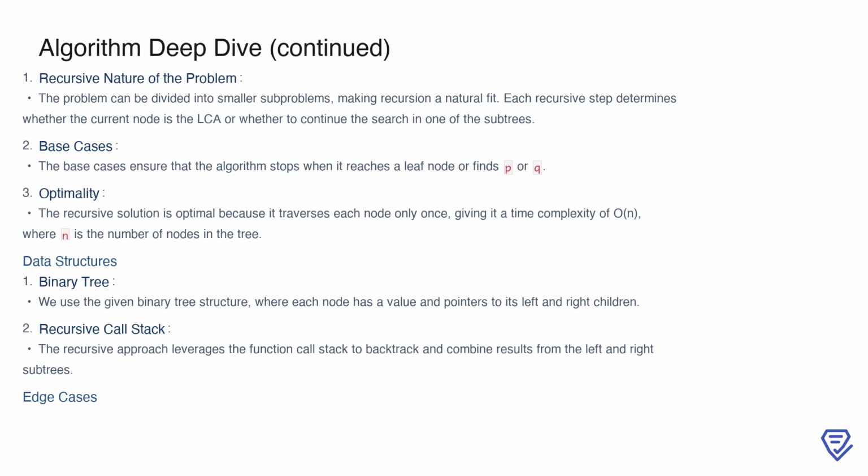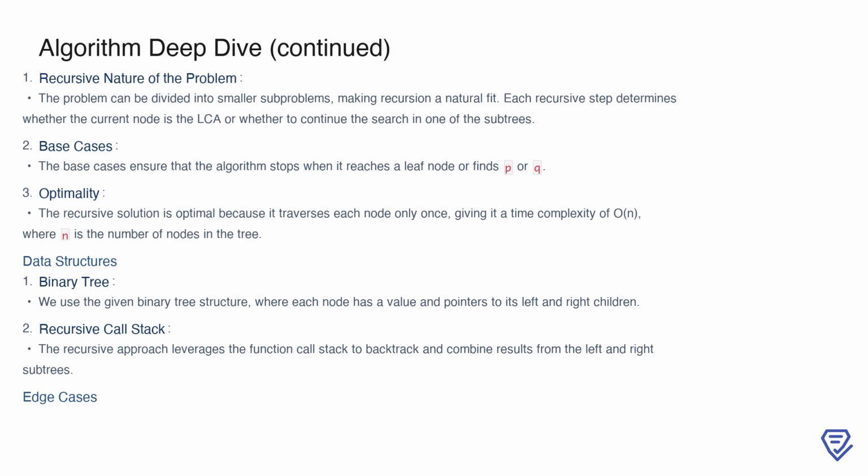By breaking the problem into smaller subproblems at each node, the algorithm naturally leverages recursion to determine whether the current node is the LCA or whether the search should continue in one of the subtrees. The base cases play a critical role here, ensuring that the recursion halts when it reaches a leaf node or finds one of the target nodes, P or Q.